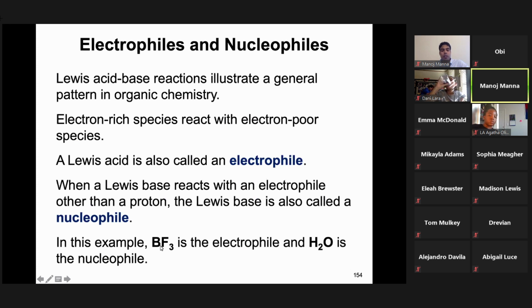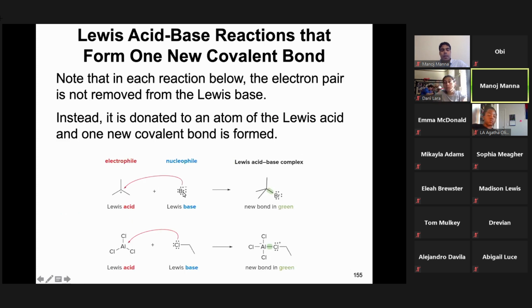So for example, boron trifluoride is an electrophile, and water is a nucleophile. So how do we represent an acid-base reaction here? One example.